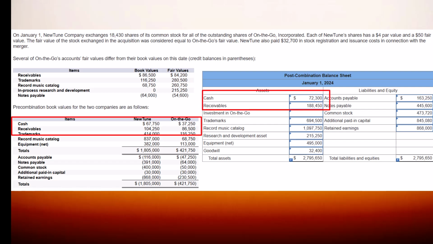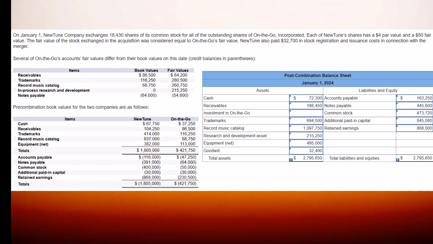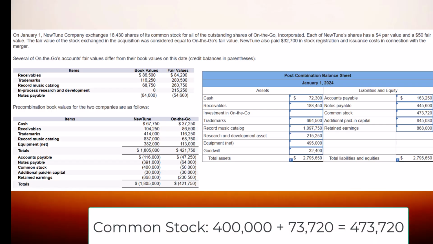which equals $72,300. Next, receivables. New Tune had $104,250. We acquired On the Go's receivables at their fair value of $84,200. Total receivables are $188,450. Now for the equity section. Common stock for New Tune was $400,000. We issued an additional $73,720 at par value in the merger. So the new balance is $473,720.